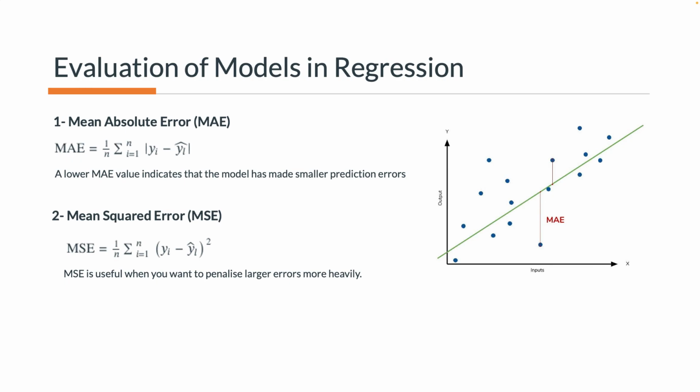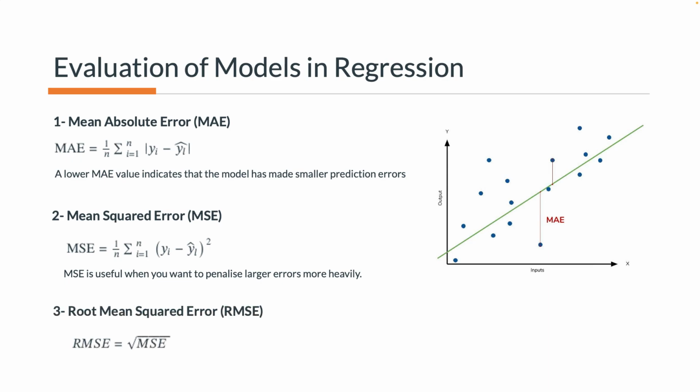We also have a measure called mean squared error. Mean squared error is similar to mean absolute error, except that we square the distances. The reason that we square the distances is that, first of all, we don't want the negative values to neutralize the positive values. And the second one is that we want to penalize the larger errors. And MSE is therefore useful when you want to penalize larger errors more heavily.